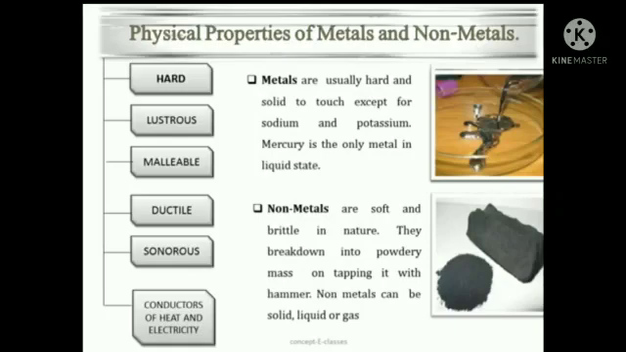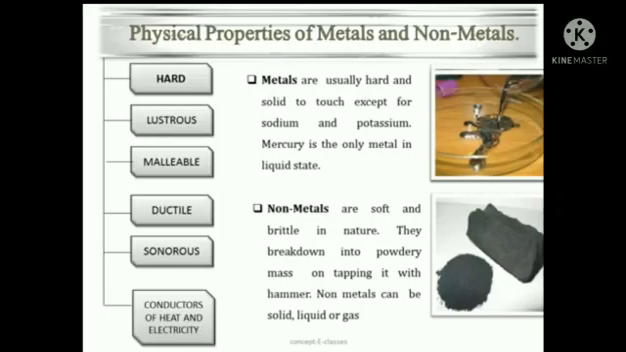Metals are usually hard and solid to touch except for sodium and potassium. And mercury is the only metal in liquid state. And non-metals are soft and brittle in nature, and they break down into powdery mass on tapping it with hammer.